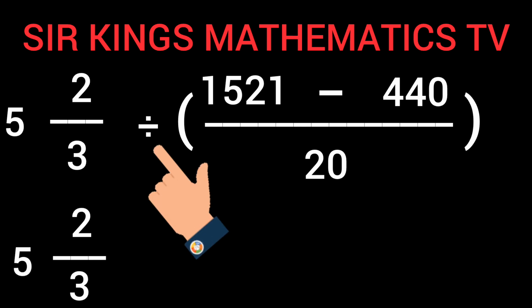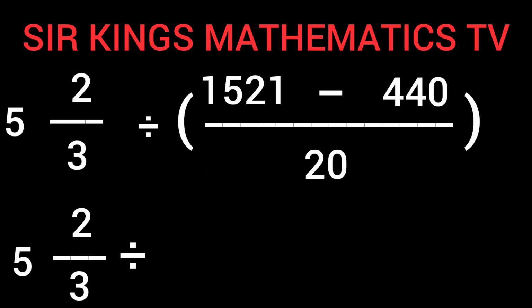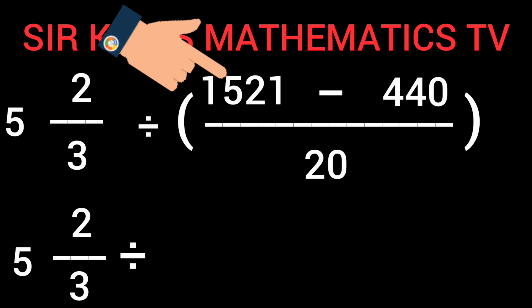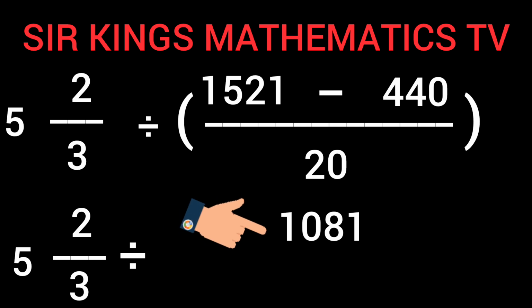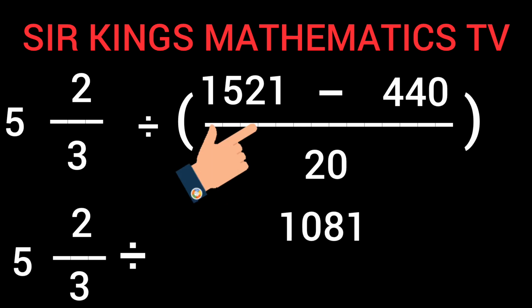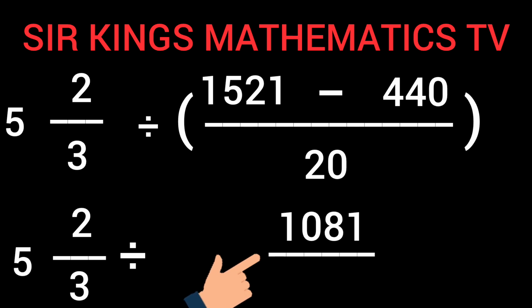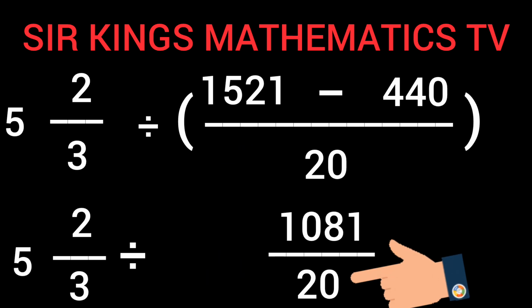Write down divide sign. 1521 minus 440 will give us 1081. Write it down here. Write down divide sign. Write down 20.